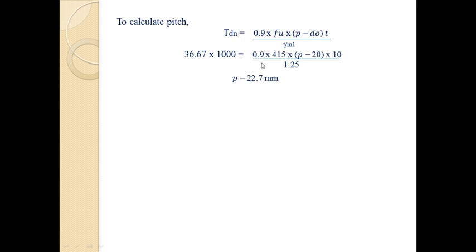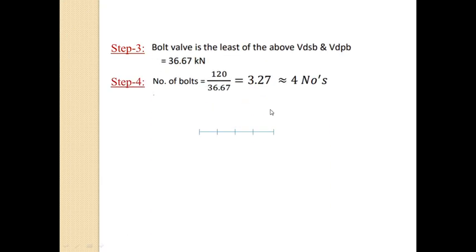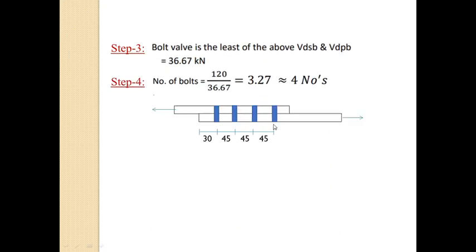If we are not assuming the pitch distance and we have to calculate it, then we can use the formula TDN is equal to 0.9 multiplied by Fu into (P minus D0) multiplied by T divided by gamma m1. By knowing the pitch, we can calculate the Kb and finally VDPB. So hope you understand this problem. So next problem, let us see problem number 3.